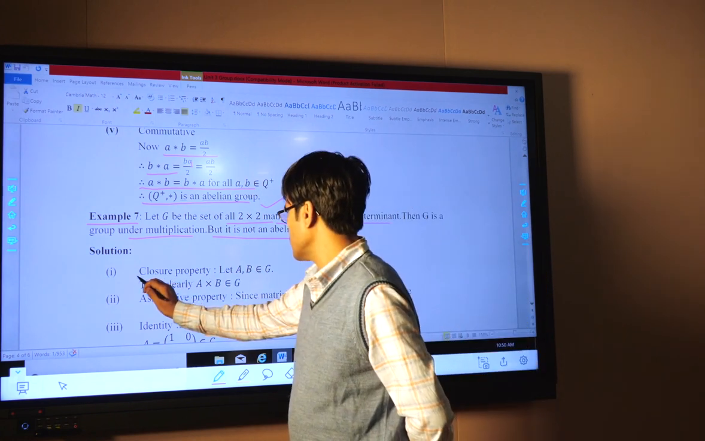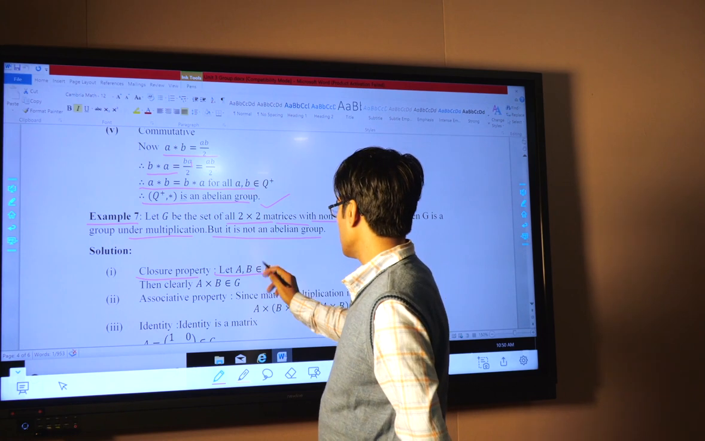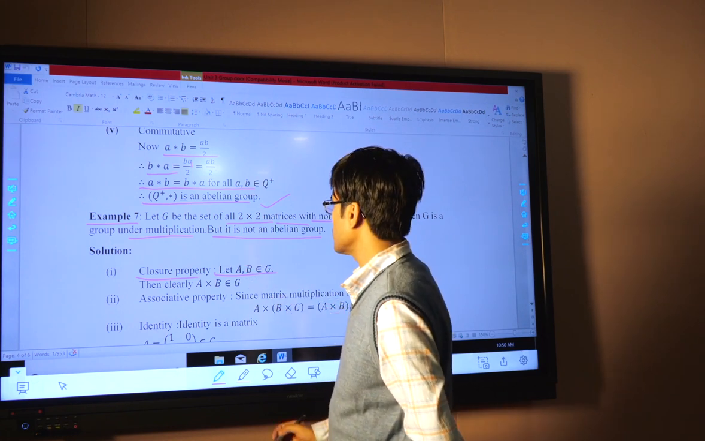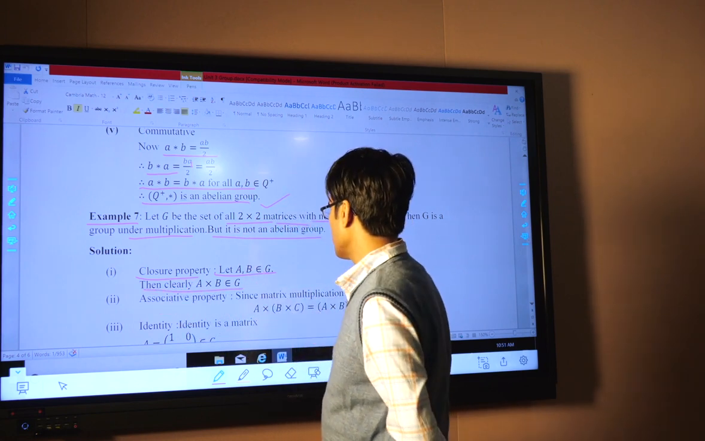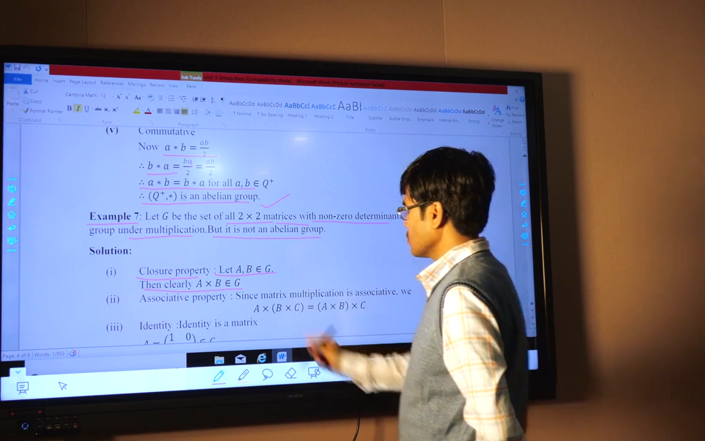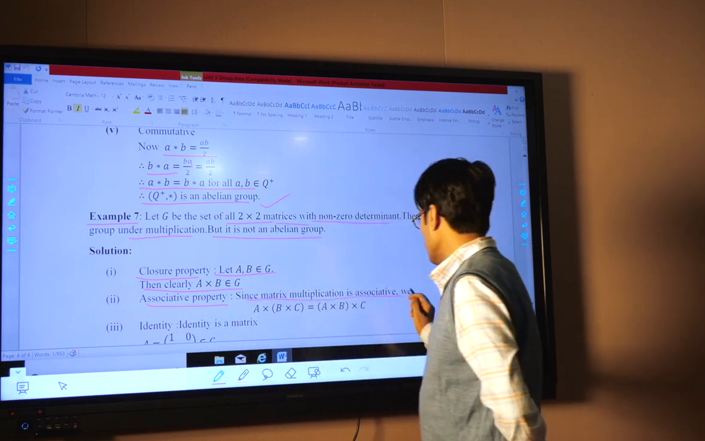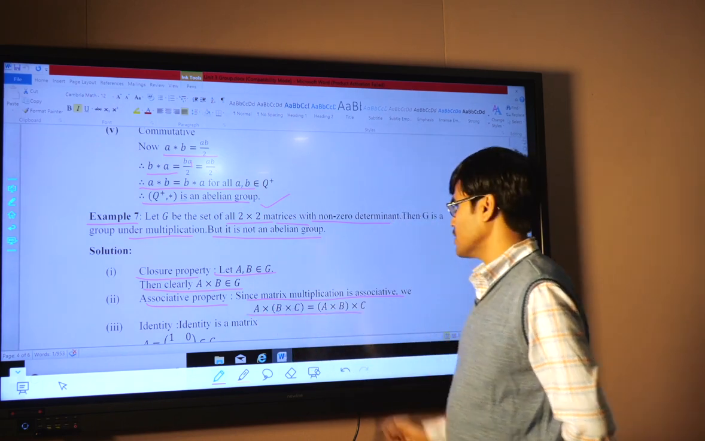So first we check for the closure property. AB belongs to G: any two matrices we consider from the set G, their multiplication will always belong to G. So the closure property is satisfied. Then associativity: we know that matrix multiplication is associative, so this condition is satisfied.